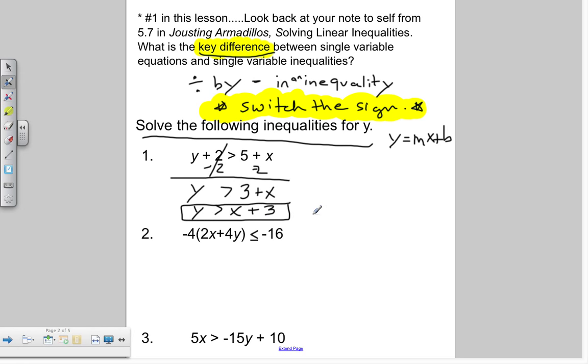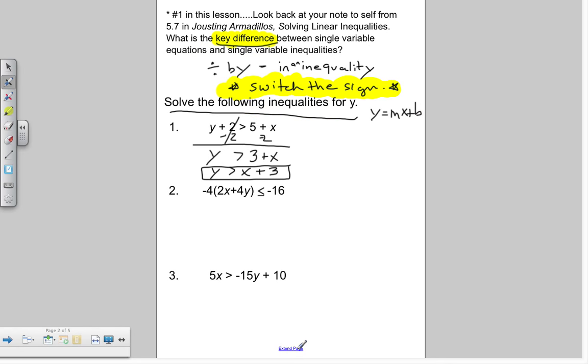Okay, in the next slide, you're going to see me take this a step further. But they ask you to spend some time doing this. Now, on this one, I have two choices. If I want to solve for y, I could either distribute the negative 4 into the parentheses and then work my problem, or I could divide both sides by negative 4. I'm actually going to divide both sides by negative 4 because that's really going to be easy.